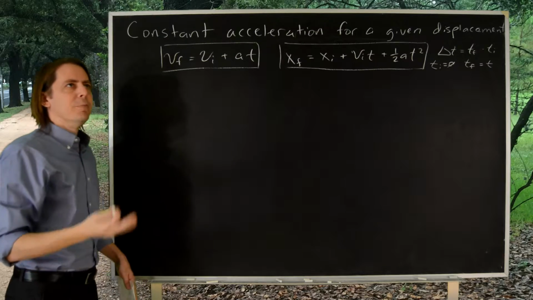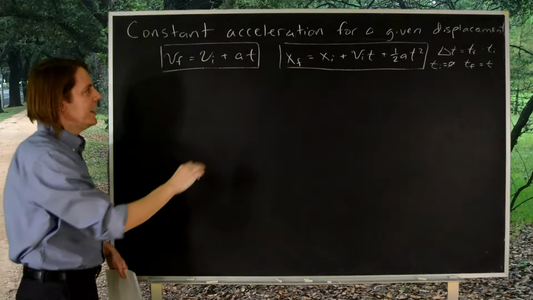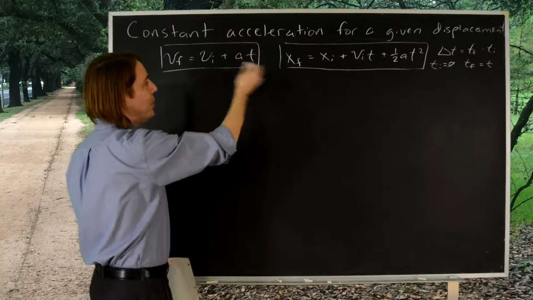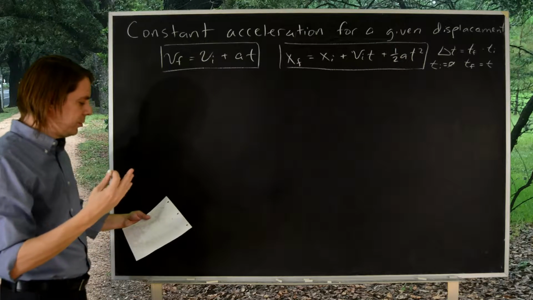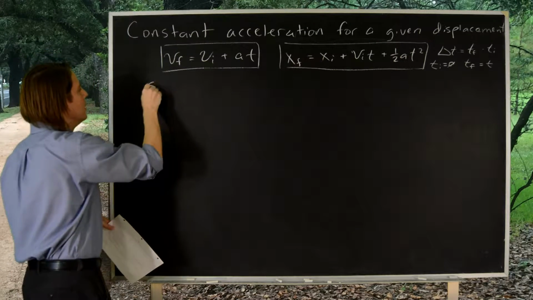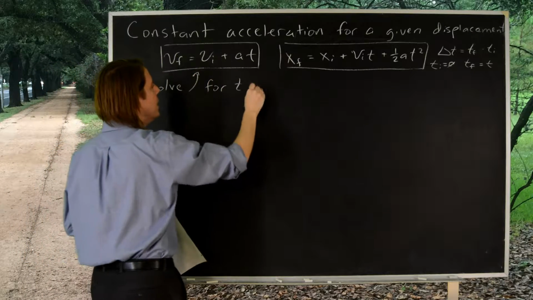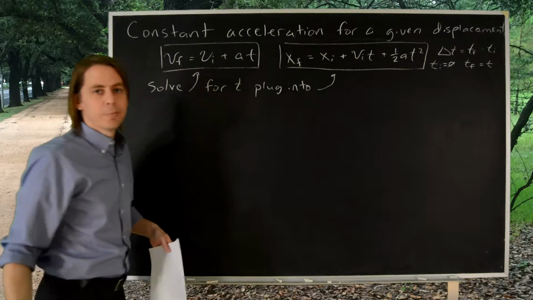And if you think back to the ping pong ball drop, that was an acceleration over a certain displacement, and we solved it by combining these. But it might be useful to just combine them ahead of time and come up with one expression. And that's what we're going to do and see what we get. So what we're going to do is solve this one for T and plug into this one. All you got to do.